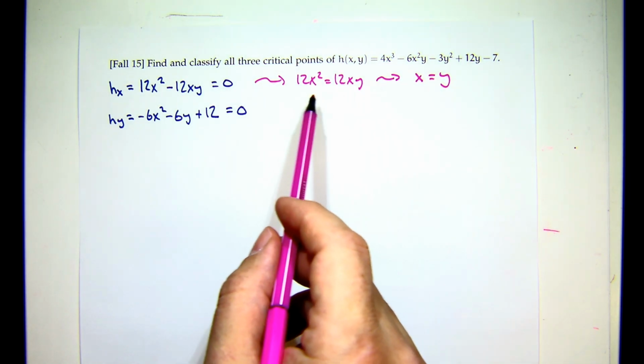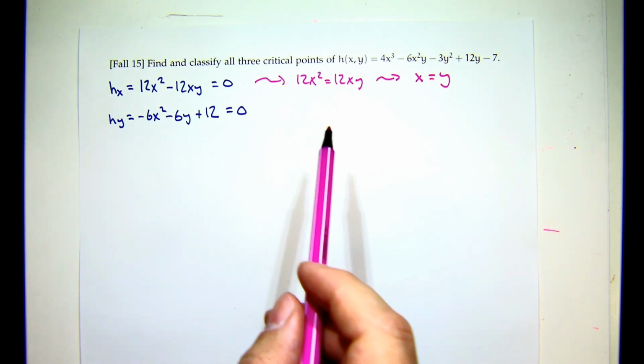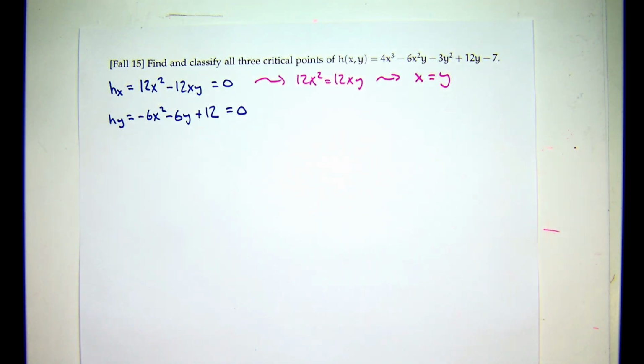Yeah, because I divide by x, but x could have been 0. I lost the possibility of saying that x is 0. So never divide to cancel if it could be 0, because if you do that, you might lose a solution.